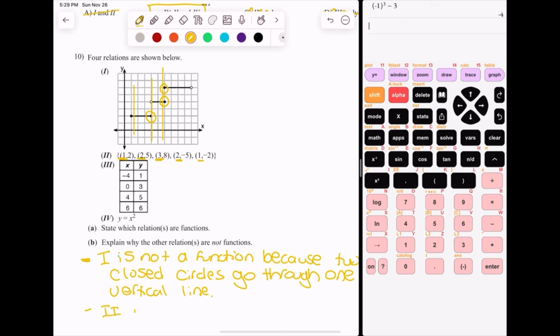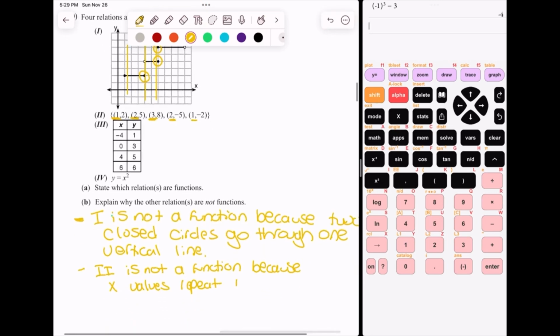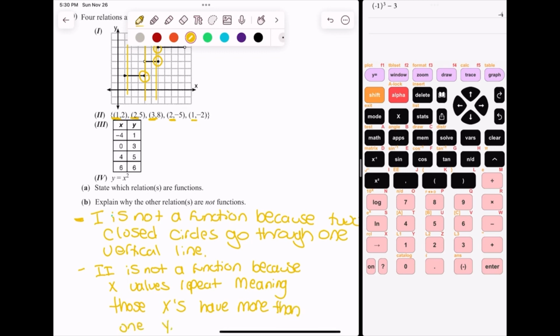Choice 2 is not a function because x values repeat, meaning those x's have more than one y. We don't need that extra sentence, but it just makes me sound better. Let me show you what I mean. The x value 1 has 2 as an output, but it also has negative 2 as an output. So that cannot be a function because the input has more than one output.